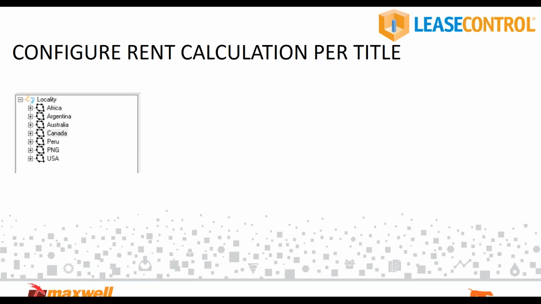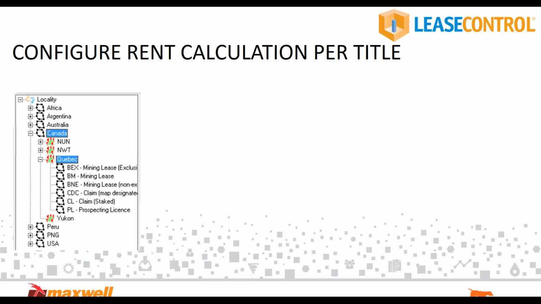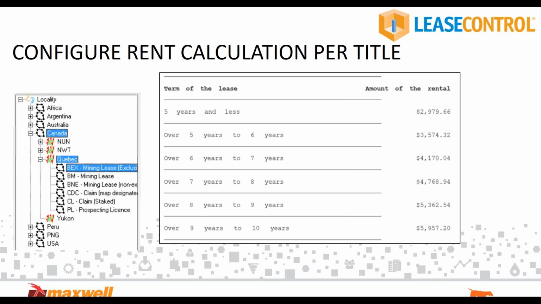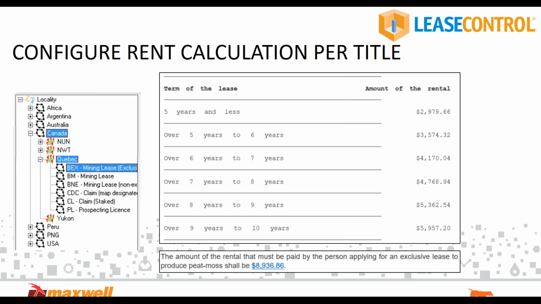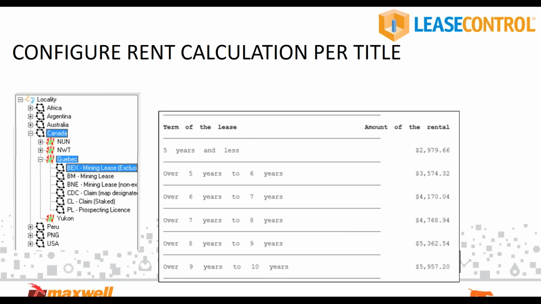As we're going to do Quebec first, we're going to select Canada, then Quebec, and in this case we're going to look at exclusive mining leases. You will see the screen populate with the settings for this class of title. However, we'll first concentrate on the rent tabs. Quebec's exclusive mining leases are similar to many jurisdictions because the age of the title determines what rent is payable, with some exceptions. As such, we use the rental rates, time and area tab.